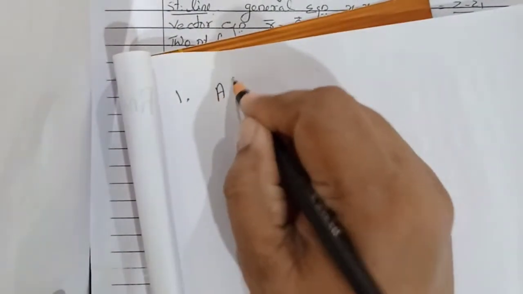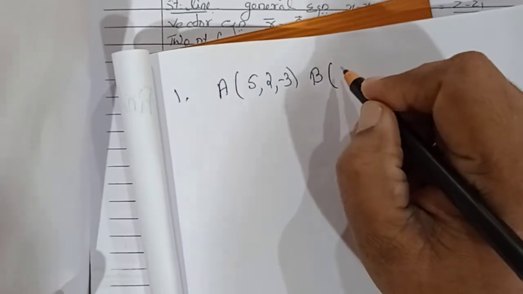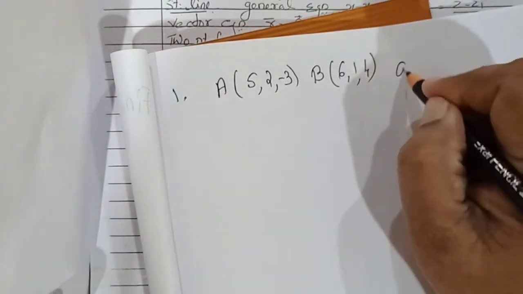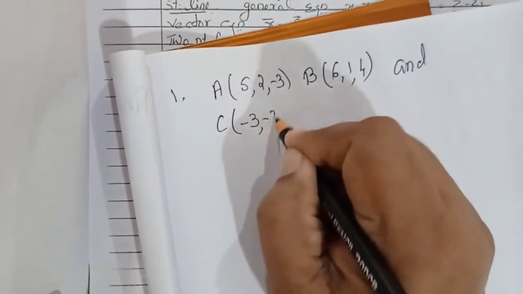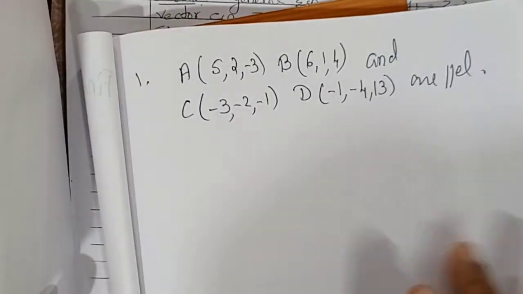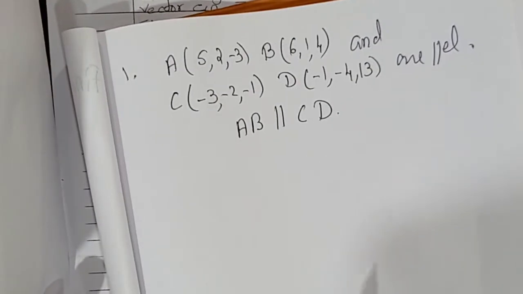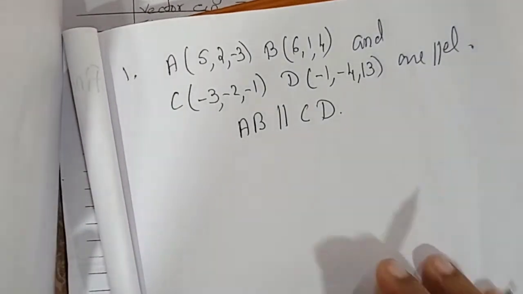Write the question. Show that the lines joining A (5, 2, minus 3) and B (6, 1, 4), and C (minus 3, minus 2, minus 1) and D (minus 1, minus 4, 13) are parallel. That means our aim is to prove that the line AB is parallel to the line CD. All of you look here.